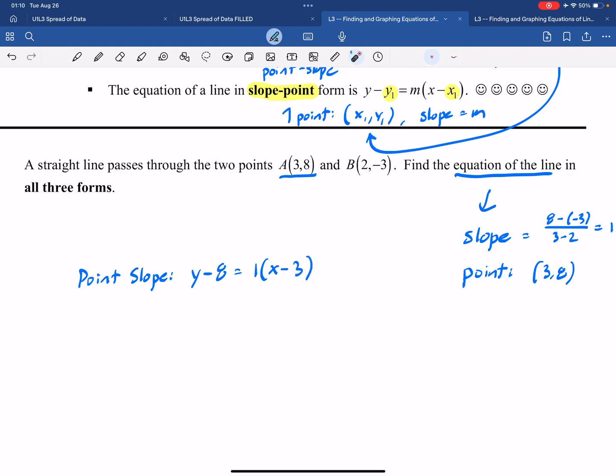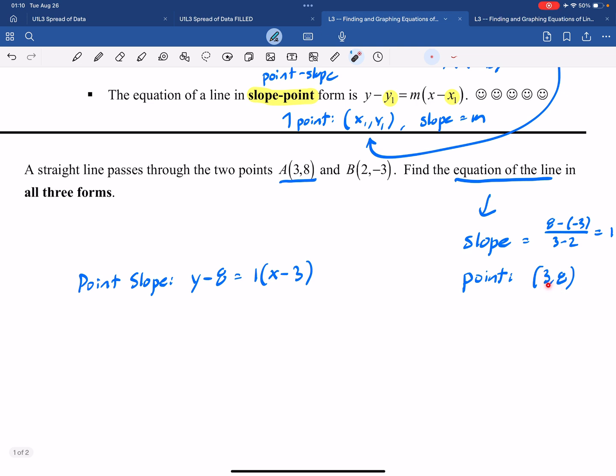Okay, again, so the point 3, 8, I'm filling that in. This is 3, this is 8. Okay, so here's my x value, 3. Here's my y value of this specific point. And the slope goes in right here. Okay, so super useful and easy. Super versatile too. Okay, next I'm going to convert that to slope-intercept form.